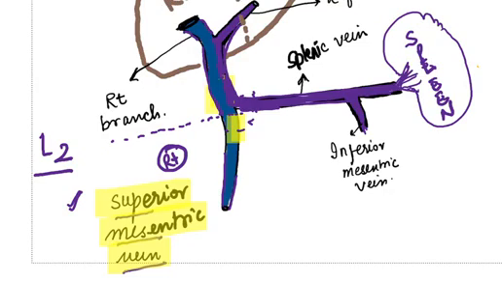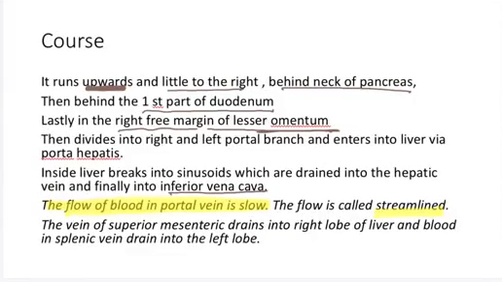So the superior mesenteric vein is carrying the blood via the right portal branch into the right lobe of the liver, and the splenic vein is carrying the blood from the left side of the body, and it is draining it into the left lobe of the liver via the left branch. So such a flow is known as the streamlined flow.